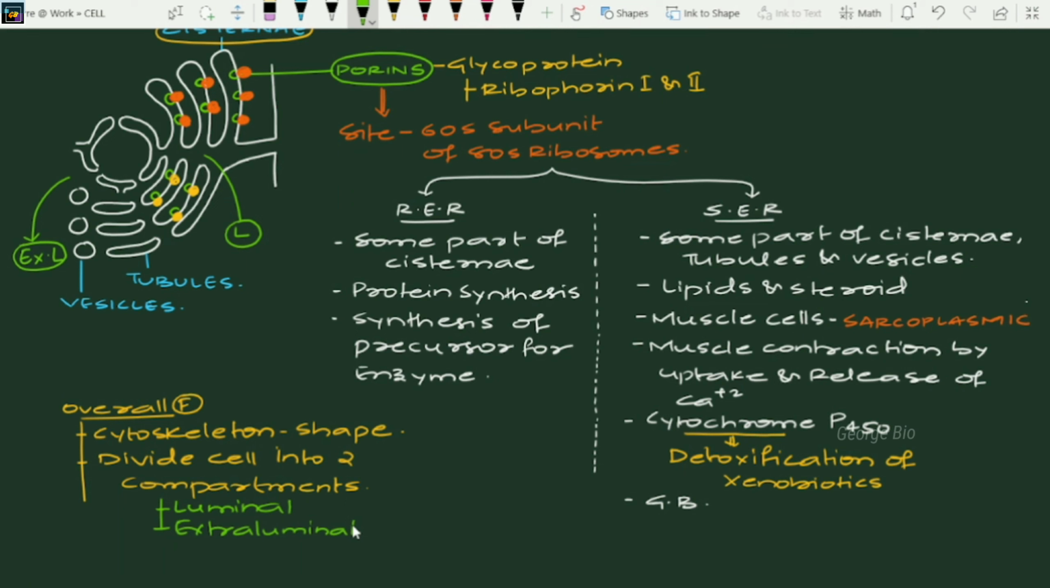Now here we get a connection. Smooth endoplasmic reticulum, when it gets detached, helps in the formation of Golgi body, as we said. So we'll talk about Golgi body.